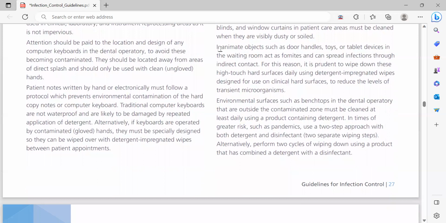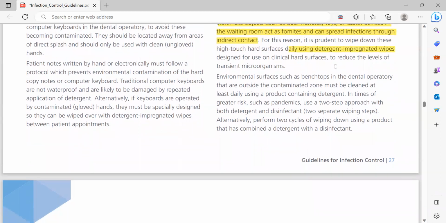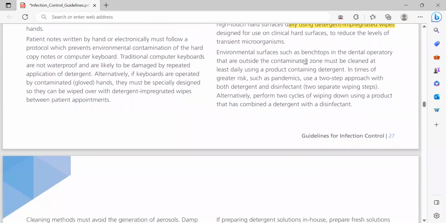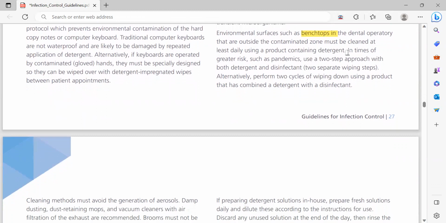And inanimate objects such as door handles, toys, and tablet devices in the waiting area can act as fomites, right? So they can act as a medium of spread of infection, so they should be wiped down. These high-touch hard surfaces should be wiped daily using detergent-impregnated wipes designed for use on clinical hard surfaces. Then environmental surfaces such as bench tops in the dental operatory that are outside the contaminated zone must be cleaned at least daily.